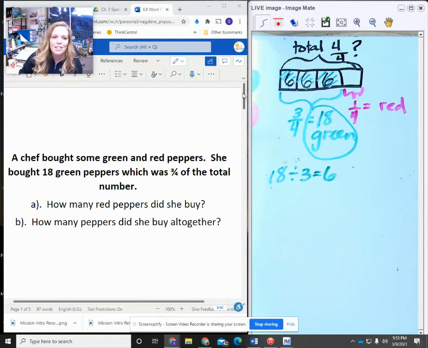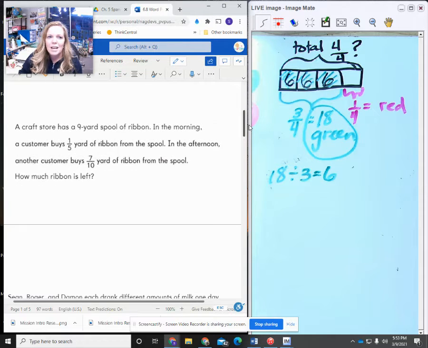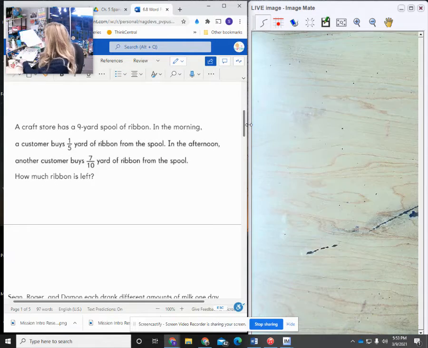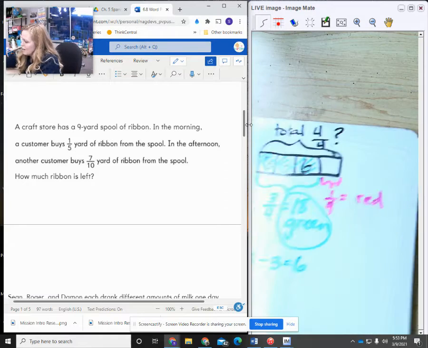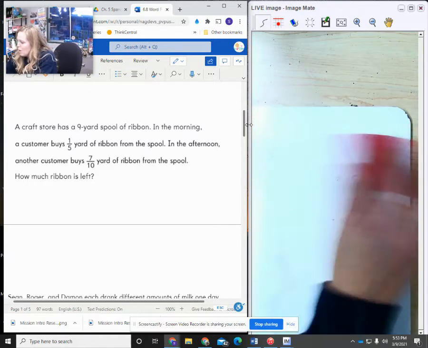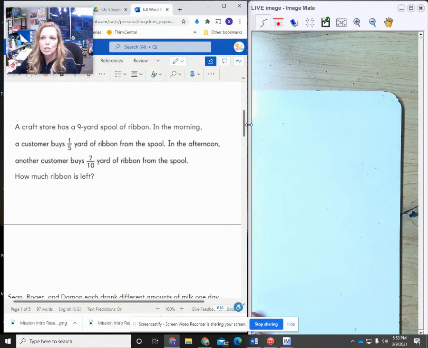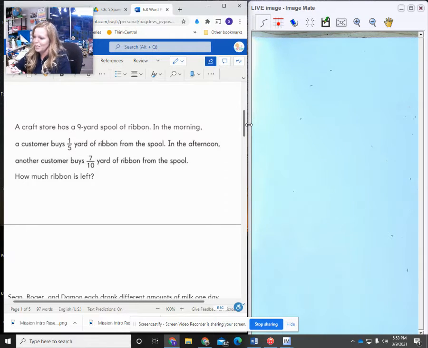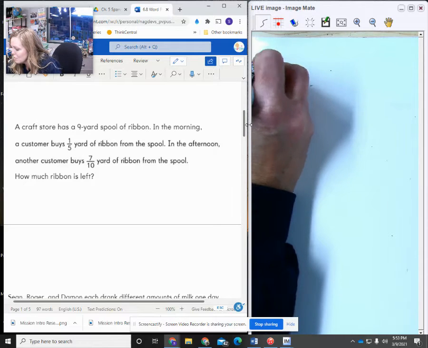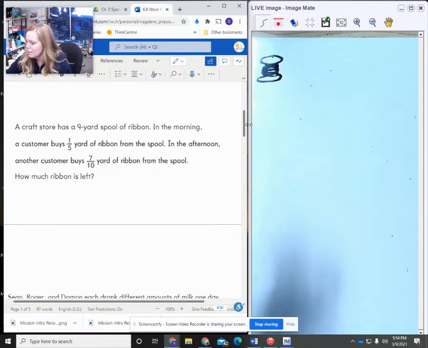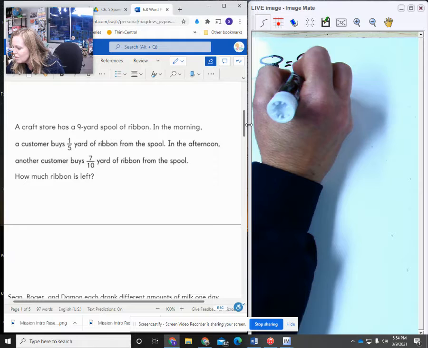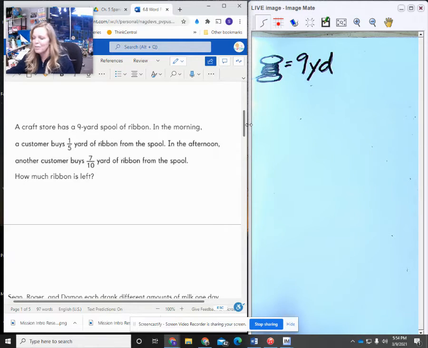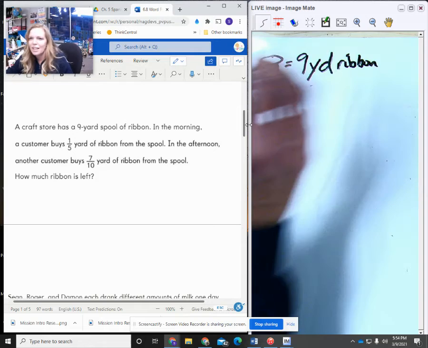Okay, so let's look at our next word problem. You should be able to finish that up. Here we go. This is a good one. It says a craft store has a 9-yard spool of ribbon. I bet you guys don't even know what a spool of ribbon is. Think Cinderella, when she was sewing her dress and the little mice helped, the ribbon was on a spool. I like to draw things. So we know that this whole spool is 9 yards of ribbon.